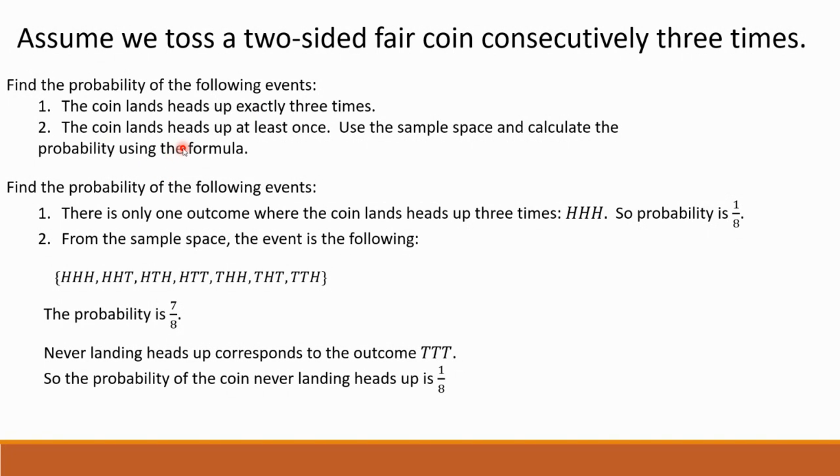Okay, so again, we have the sample space, so it's a little bit easier. Well, the coin landing heads up exactly 3 times, right? So we want the probability of that happening. If we look at our sample space, there's only one outcome where that occurs. Here. Because of that, the probability would be 1 over 8, as you can see.